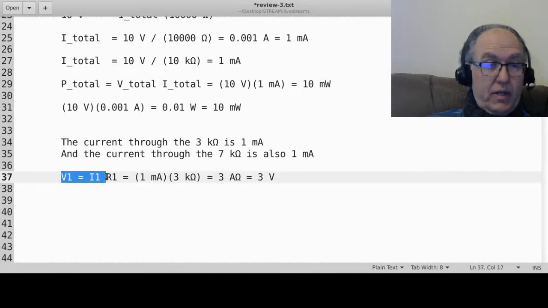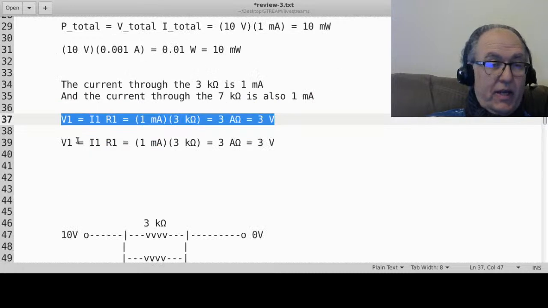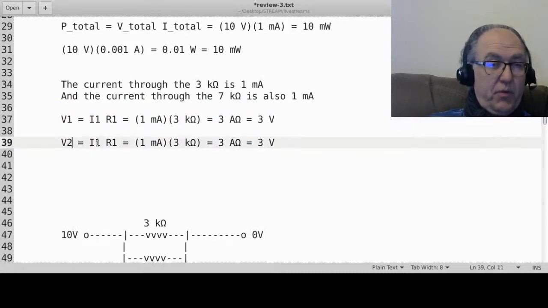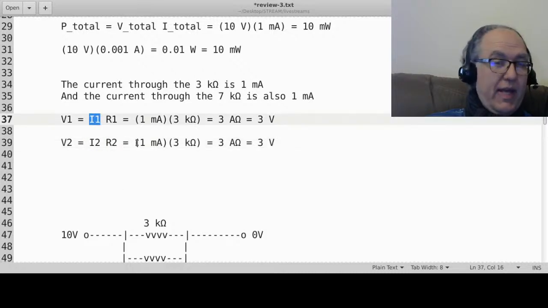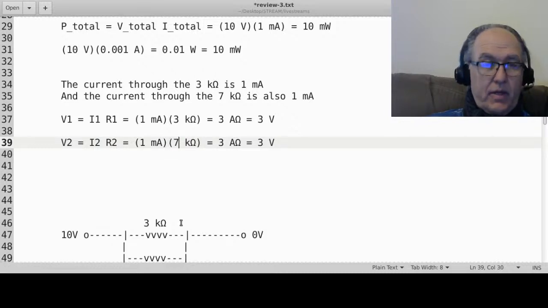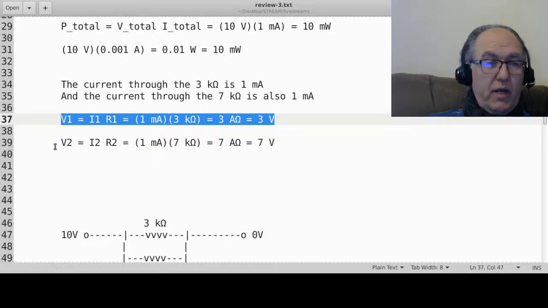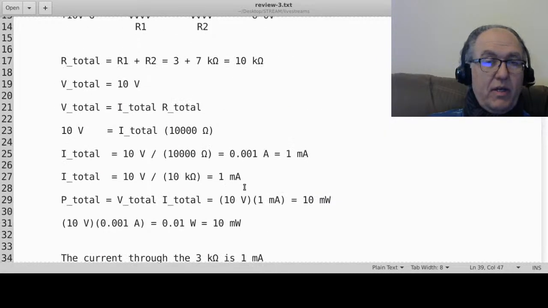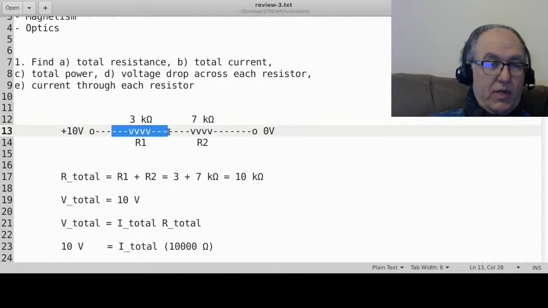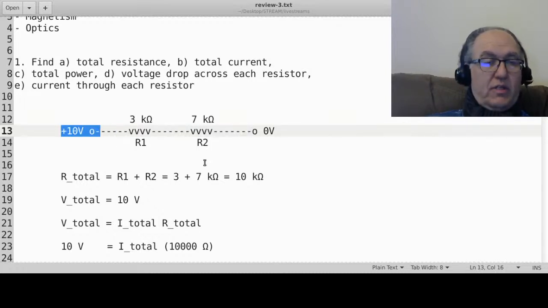But if you just do the calculation here, instead of V1 you've got V2. That's going to be I2 times R2. I2 and I1 are the same, still 1 milliamp, and R2 now is 7. That gives you 7 volts. So basically the drop across R1 is 3 and the drop across R2 is 7. If we trace it, the drop across there is 3, plus another 7 gives you the total 10, and you can see that it worked out consistently.